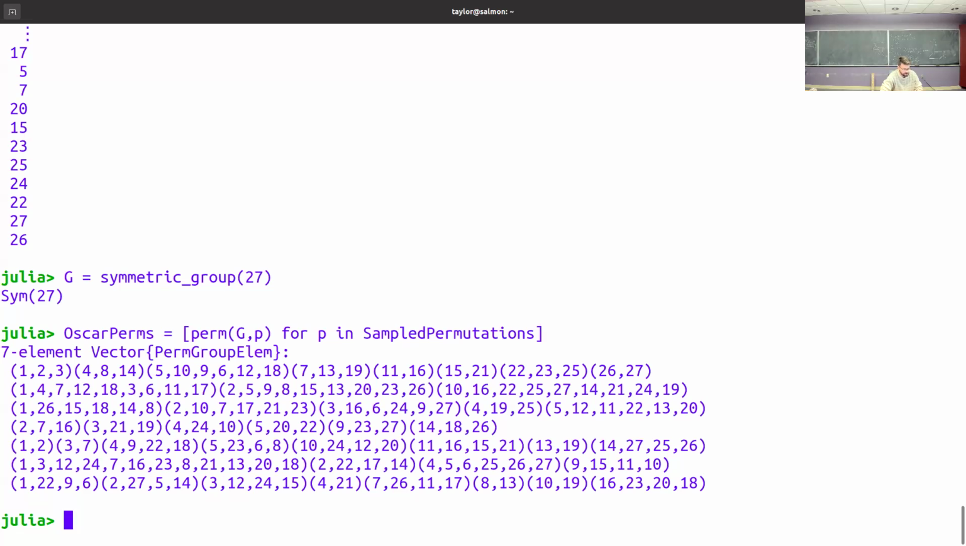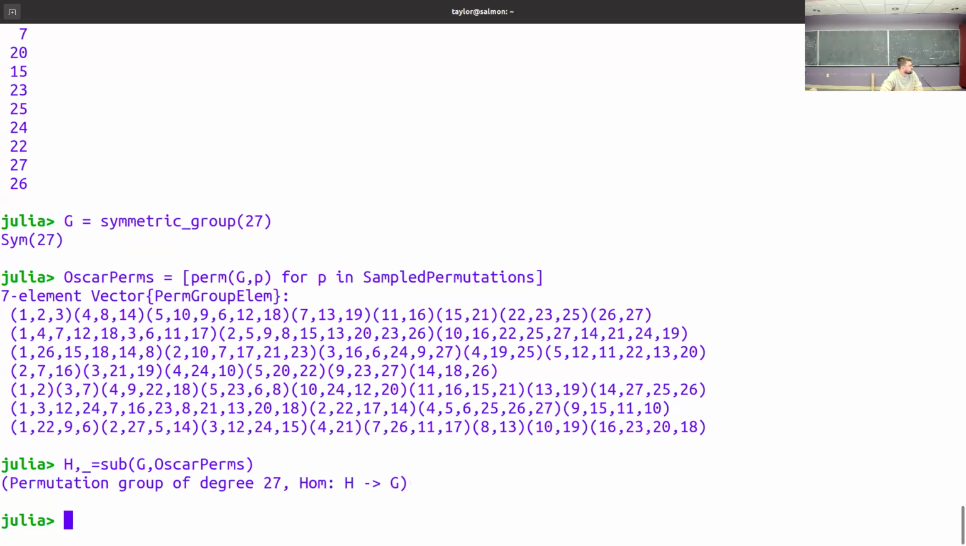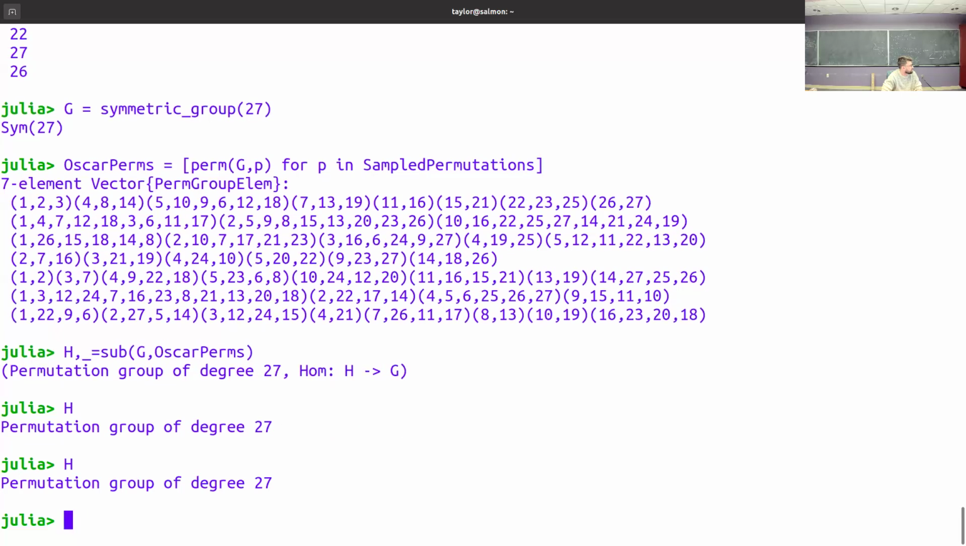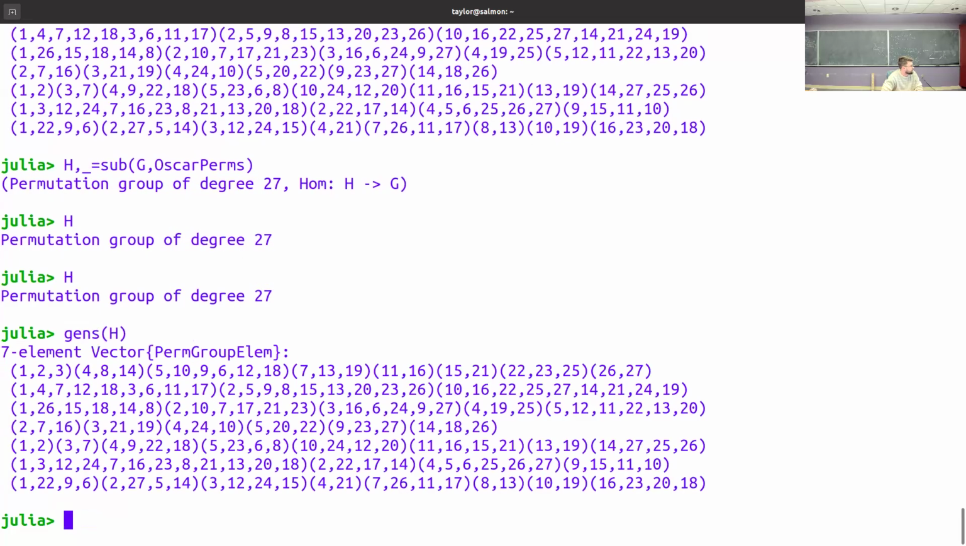So now, let's construct the group. It's a subgroup of G generated by these Oscar permutations. Now, subgroup returns two things. It returns the group, but then it returns some inclusion homomorphism into the ambient group. We ignore that, and you can ignore that using this underscore. I just wanted to assign H. So I can ask for the generators of H, and there they are. Those are the ones I gave.